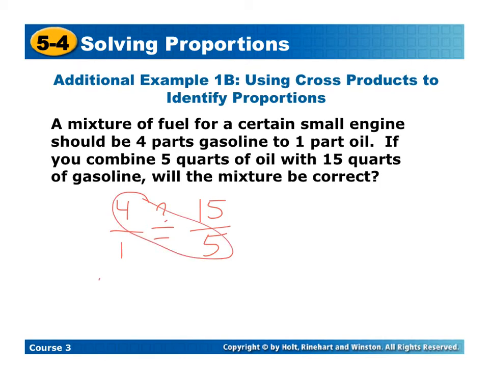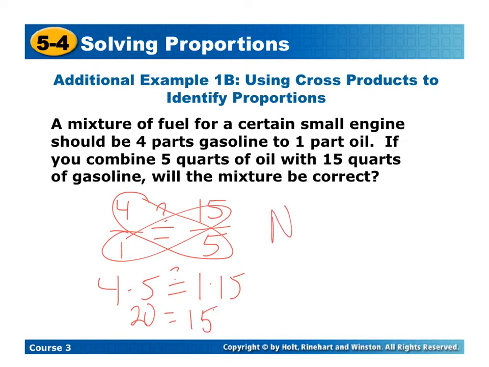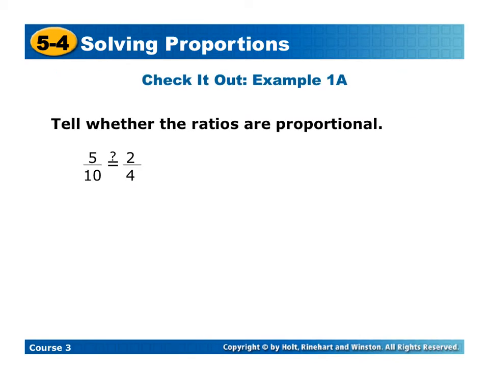So here we're going to multiply 4 times 5 and see, is that equal to 1 times 15? Well, 4 times 5 is 20. 1 times 15 is 15. So these are not proportional, so the mixture would not be correct. Now it's your turn. Why don't you go ahead and pause the video and see if this proportion is correct.